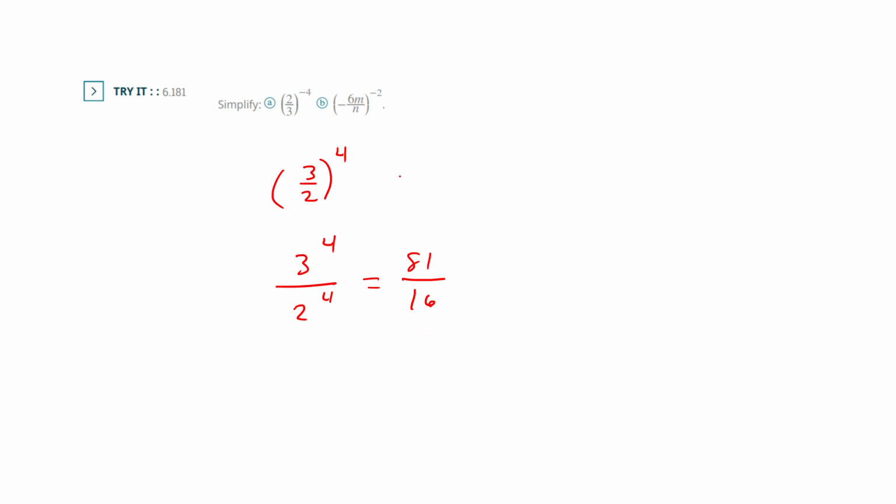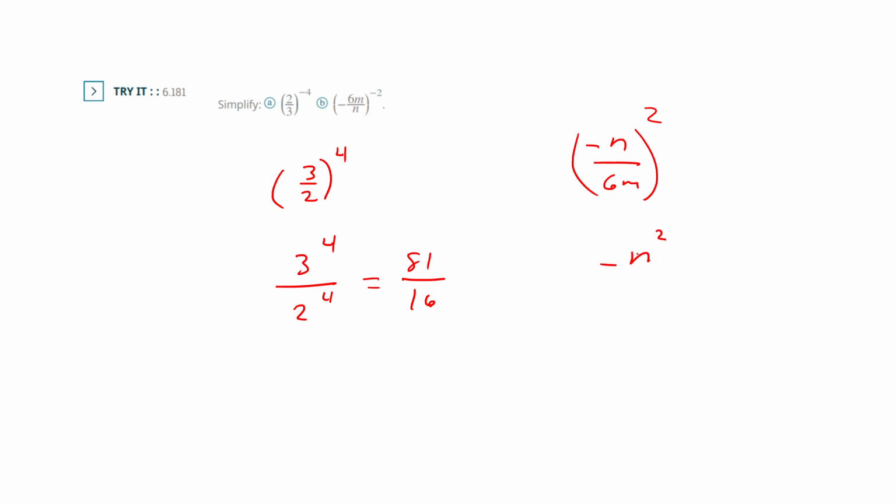Now I can flip this one upside down and give it a positive exponent. Now I'm going to give the square to both of them. Now it's a negative, it's not negative n all squared, it's just n, so it's negative n to the second.